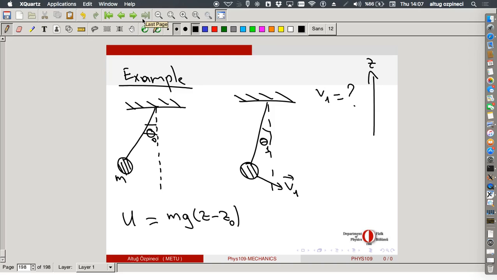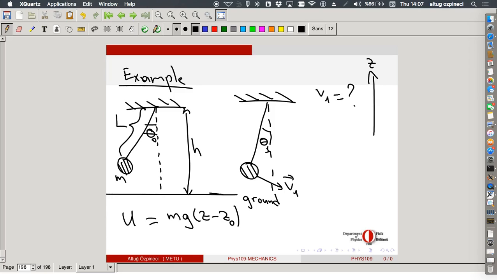Okay, what is your favorite position for z0? Ground. Okay, so you want, let's say this is our ground level. And this has length, let's call it L. This is H. So you want to complicate your life.